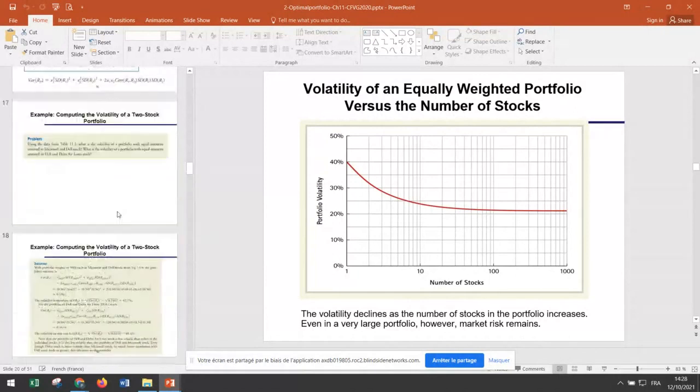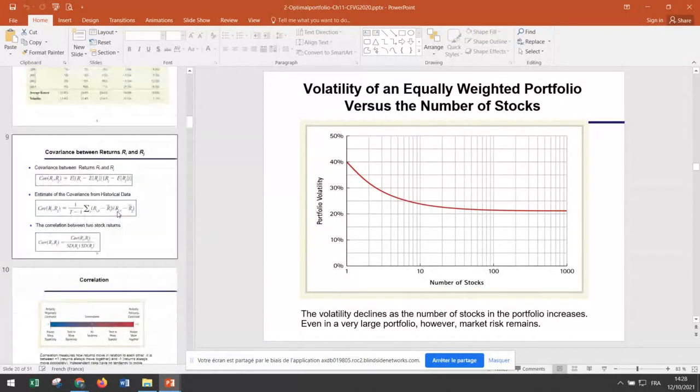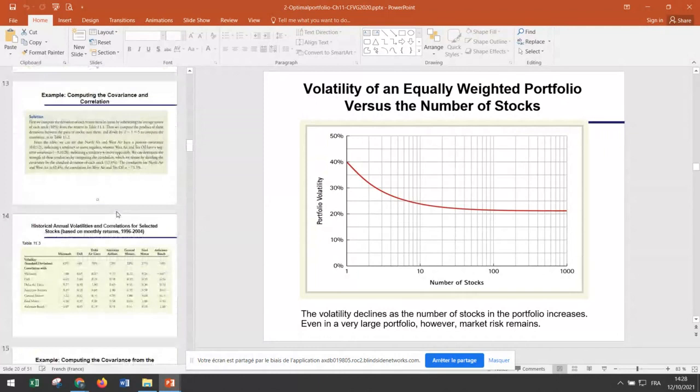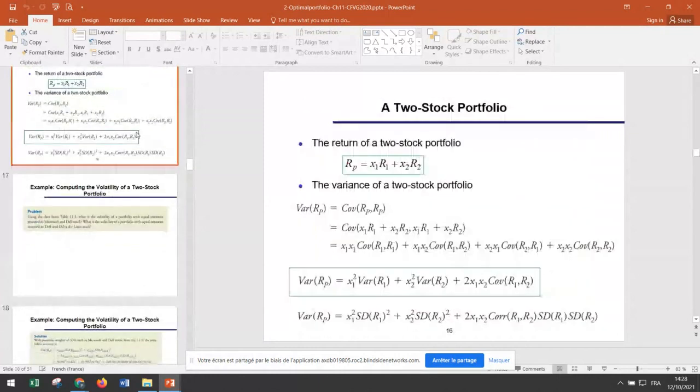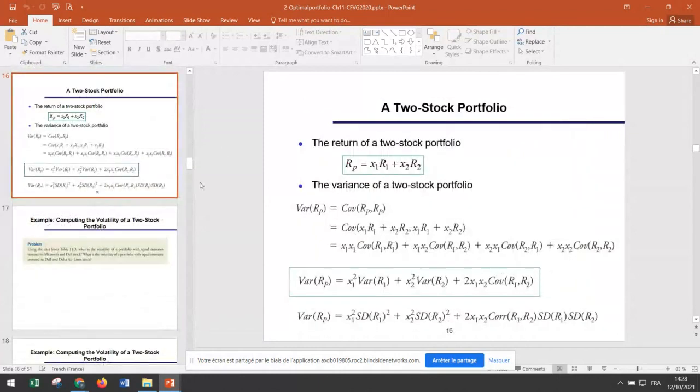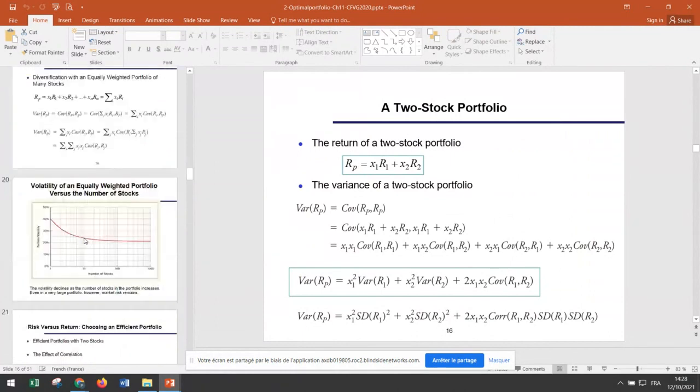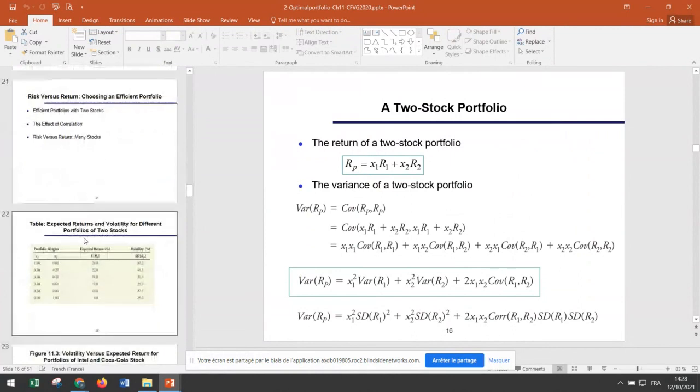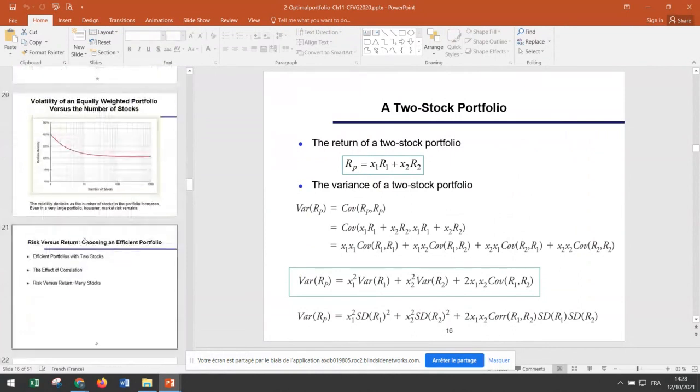For two stocks, you should know which is the important slide. It should be this slide, right? This is how you should know how to compute the return of the two stock portfolio and the volatility of the two stock portfolio. That is, I think, the major concept for the first part of this chapter.